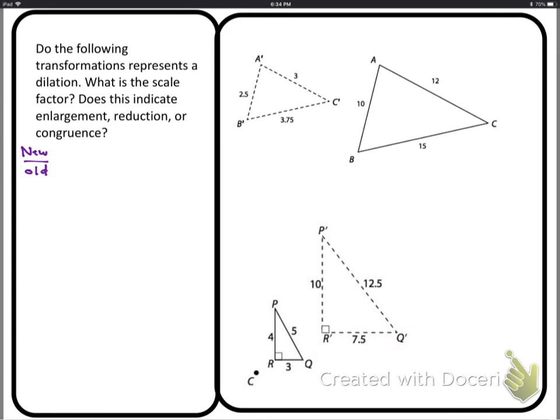Okay, and I'll write that here. So let's say we want to compare side A prime B prime to the old, to A and B. Okay, so when we do this, A prime B prime and AB. A prime B prime is 2.5 over AB, which is 10. That gives us, right, you take your calculator, 2.5 divided by 10, 0.25.